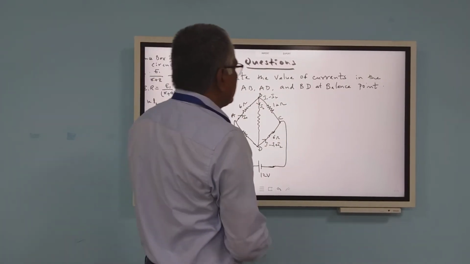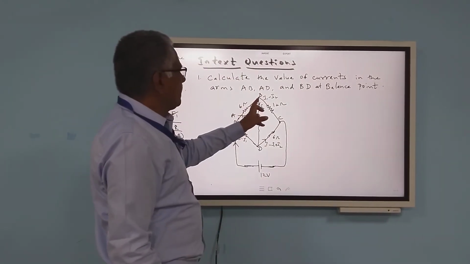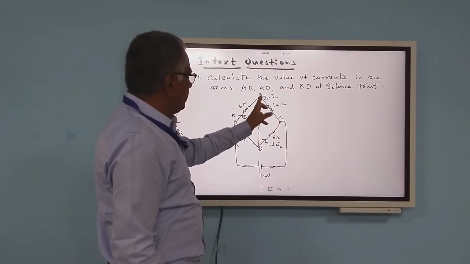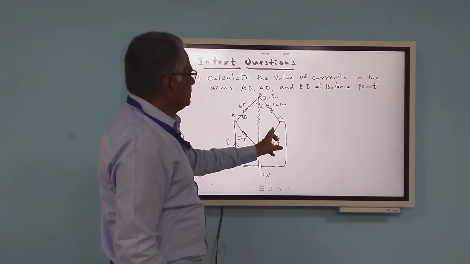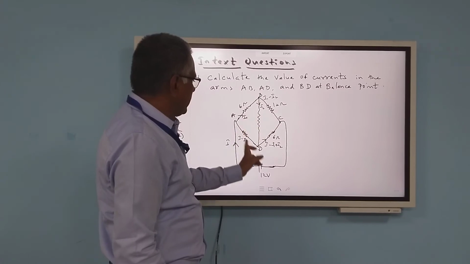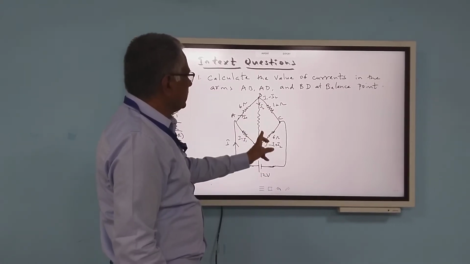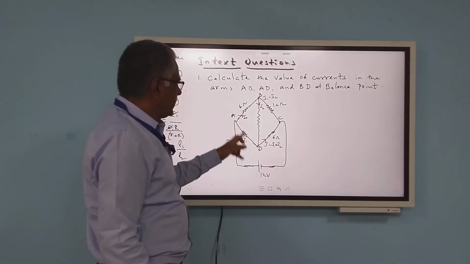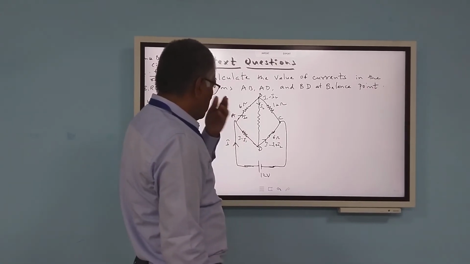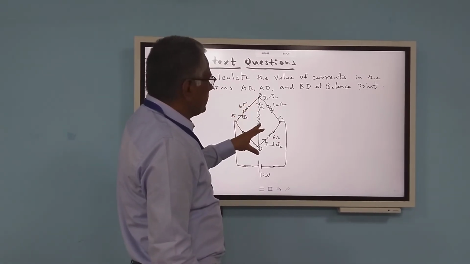Calculate the value of currents in the arms AB, AD and BD. Like a balanced bridge, the balance current I2 becomes 0.